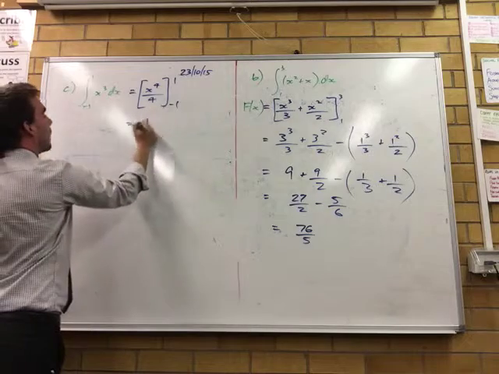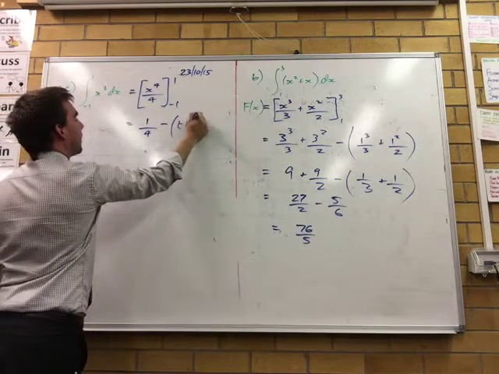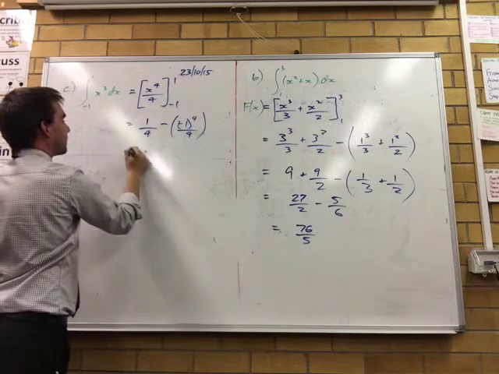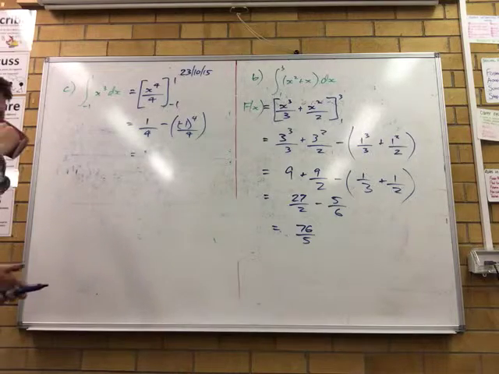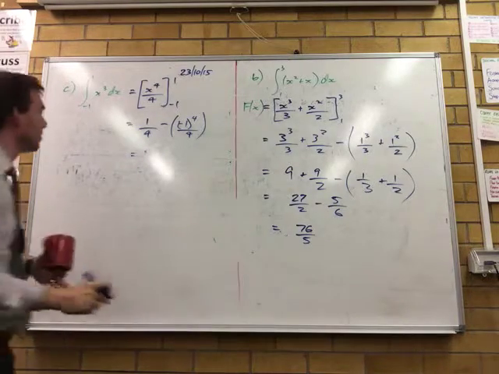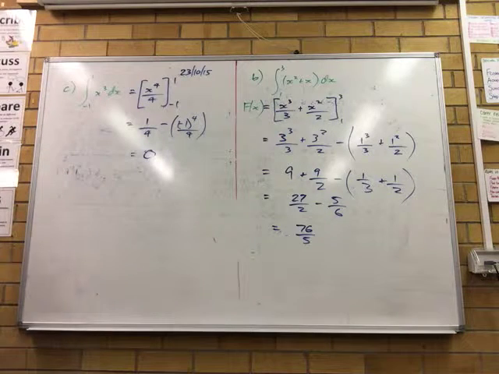Alright, so equals 1/4 take away negative 1 to the power of 4 over 4, which is 0. The area is 0 because at those points there is nothing. Is there asymptotes in it? It's flat. No, is it?